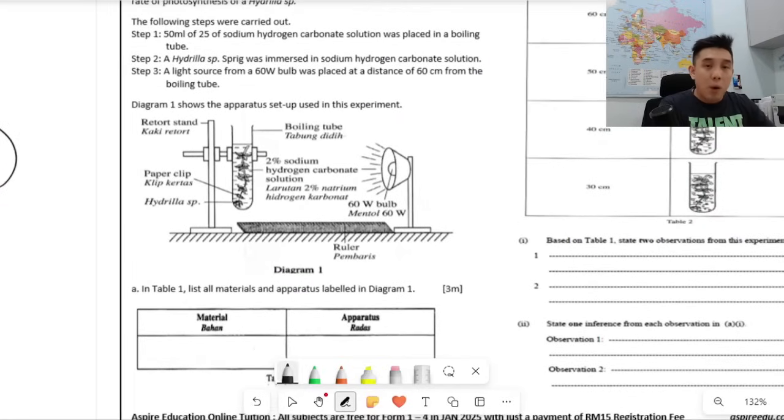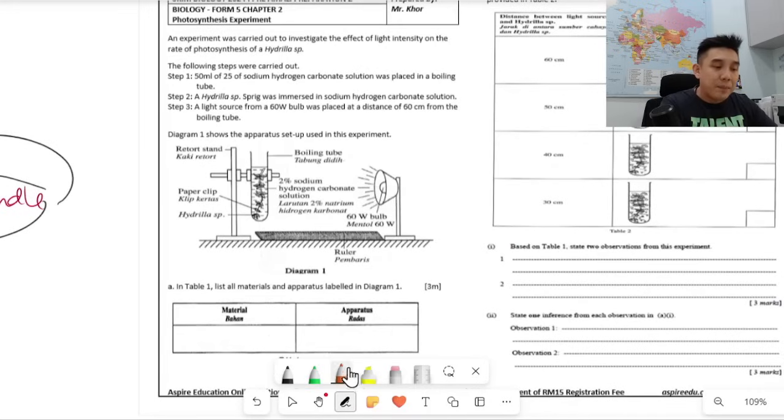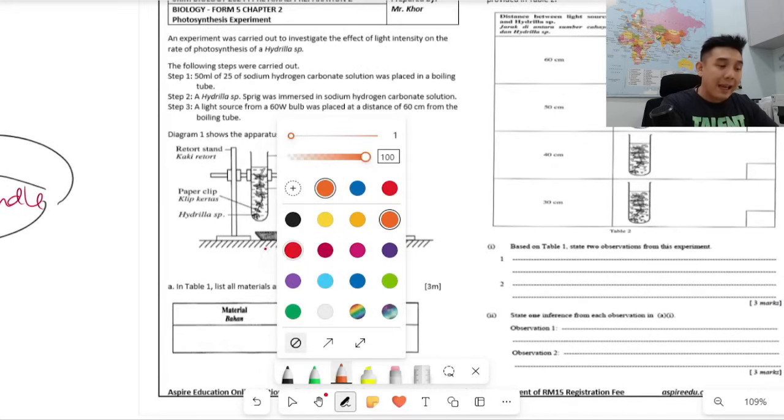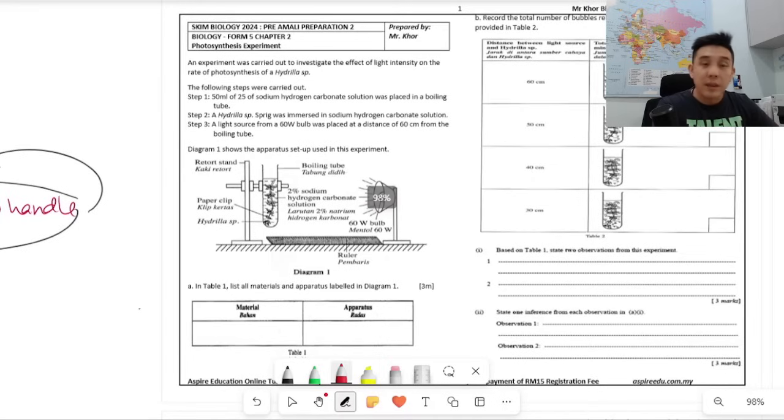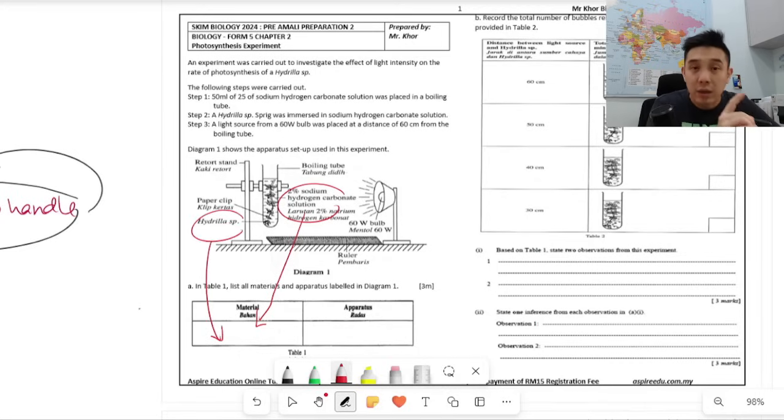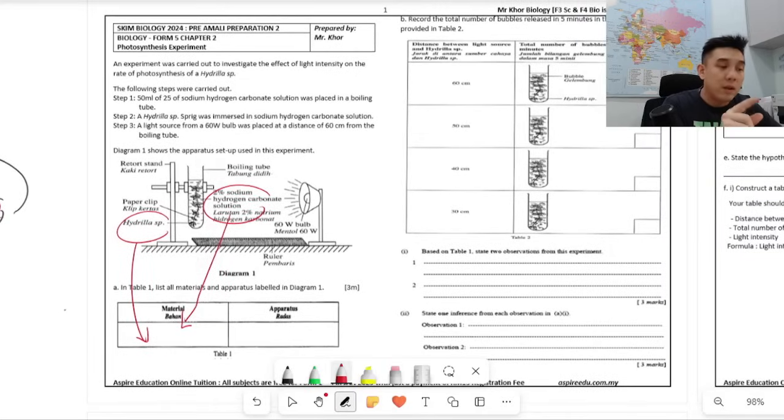Okay, this is from one of the SPM Paper 3 back then. You can see they can ask you something like this. They can ask you to slot in the material and apparatus. The material here would be the 2% sodium hydrogen carbonate as well as the hydrilla. Guys, I highly recommend that as you write sodium hydrogen carbonate, you write 2% as well. The rest would all be the apparatus.